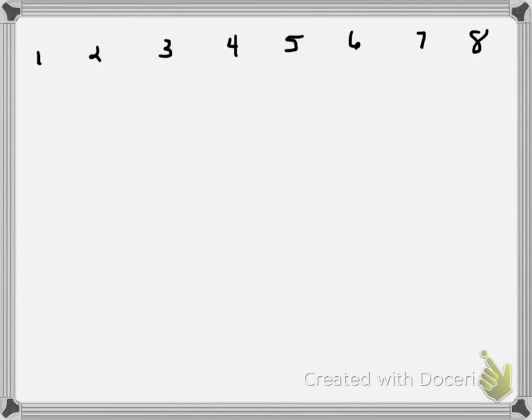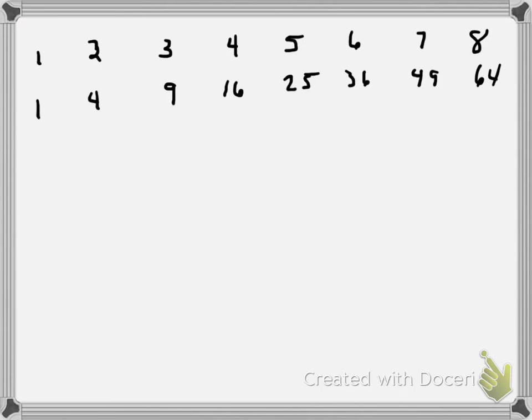Alright, let's do a quick review of square roots. If I have these numbers and I take each one of them and square it, I get 1, 4, 9, 16, 25, 36, 49, and 64. I could do this for larger numbers, but this is all the room I have, so I'll stop there.